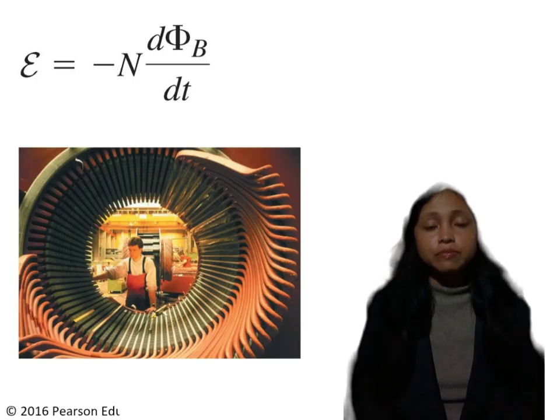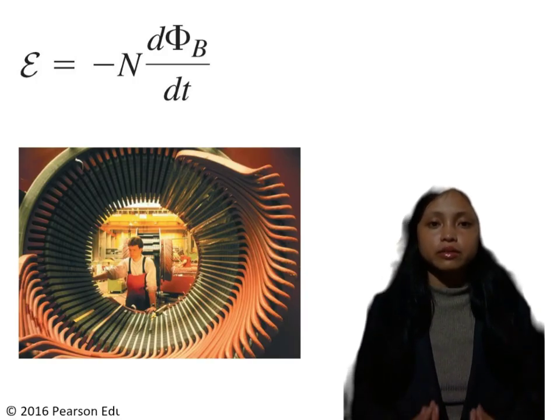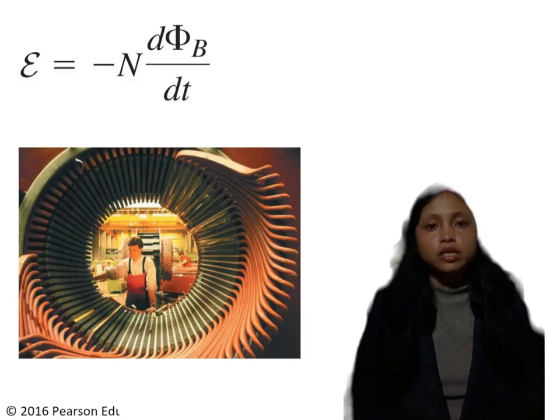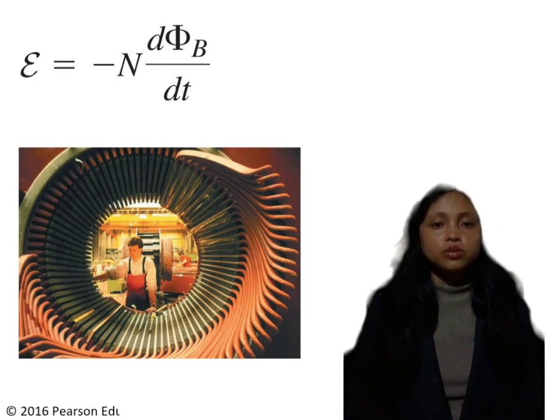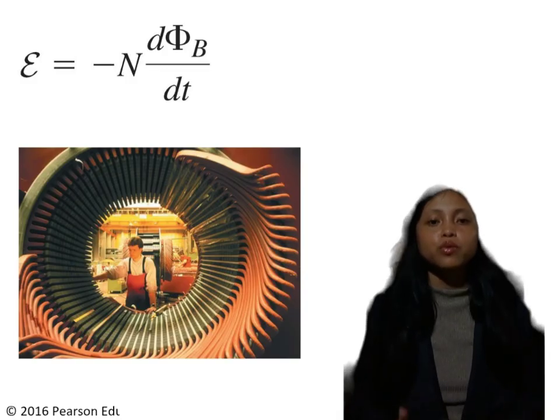As you can observe from the picture below, a commercial alternator uses many loops of wire wound around a barrel-like structure called an armature. The resulting induced electromotive force is far larger than would be possible with a single loop of wire.